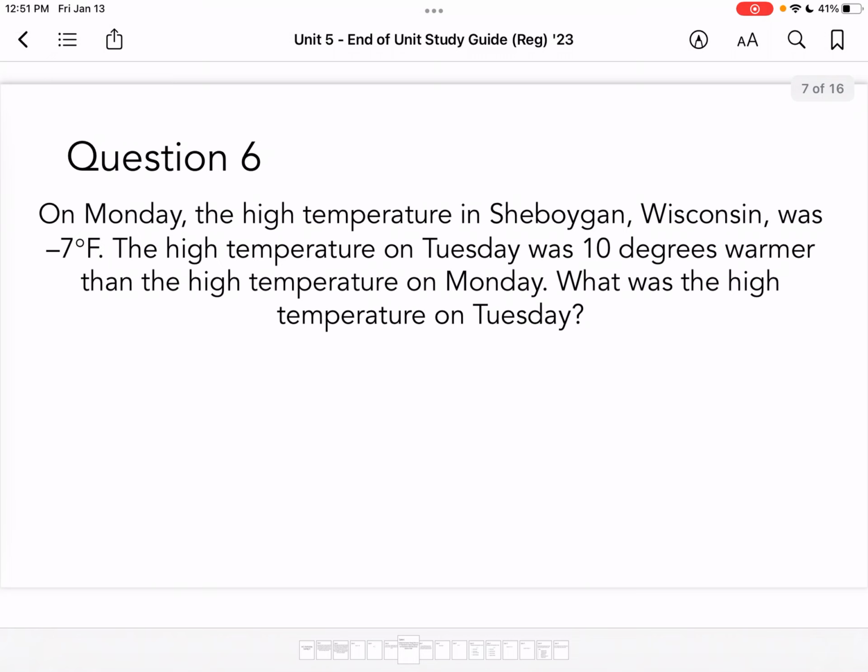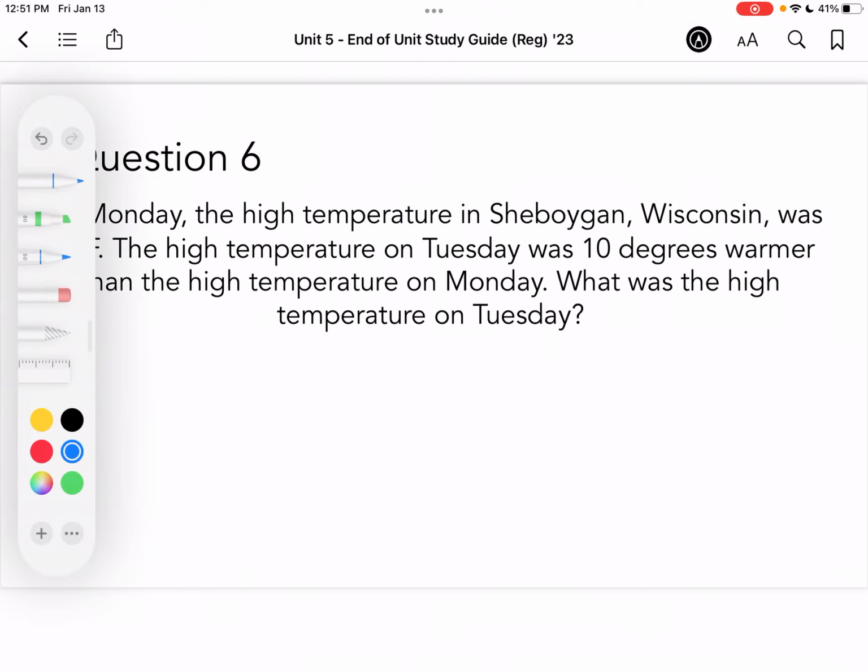On Monday, the high temperature at Sheboygan, Wisconsin was negative 7. The high temperature on Tuesday was 10 degrees warmer than the high temperature on Monday. What was the high temperature on Tuesday? So negative 7 plus 10. Well, I know that my signs are different, so I'm going to have to subtract.